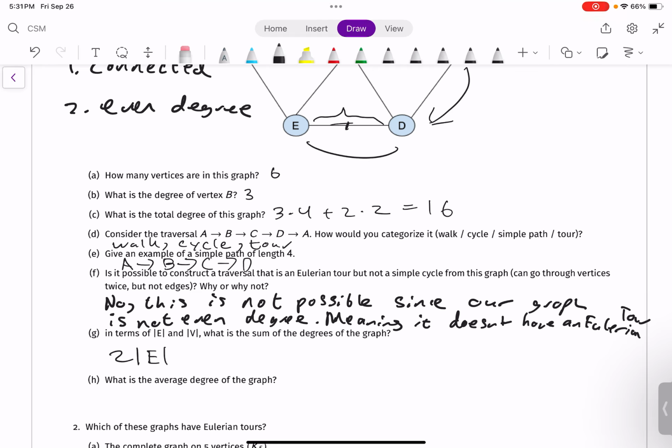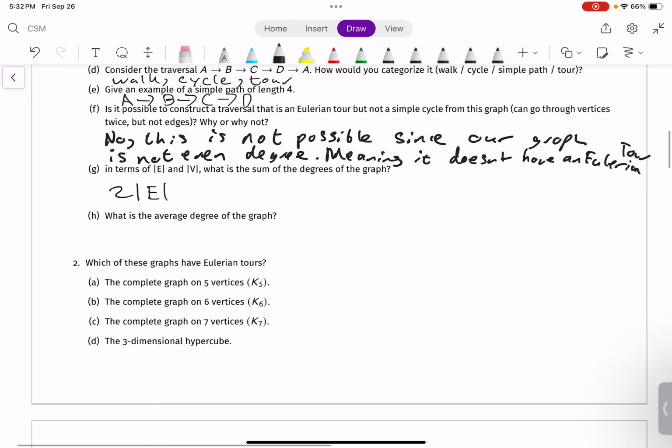Now part H asks us, what is the average degree of the graph? Now in part G, we calculated the total degree of our graph, which was 2 times the number of edges. So to get the average degree of our graph, we can just do 2 times the number of edges divided by the number of vertices.